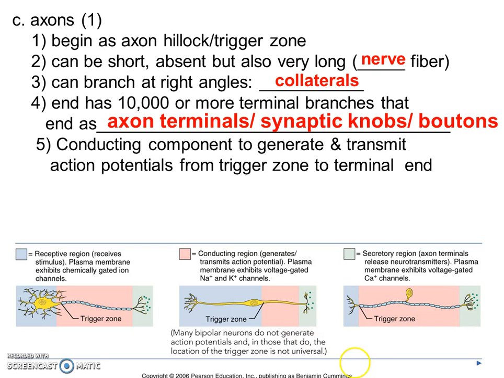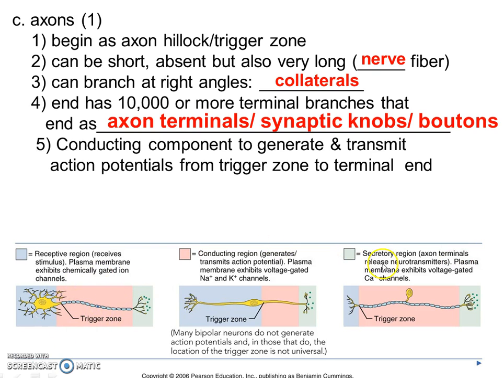The axon is actually the conducting component, and the axon terminal is going to be the secretory component. When you have enough voltage to fire the impulse down the axon, this is the conducting zone, that conducts the impulse down the axon. And then this last region, because the impulse is here, neurotransmitters will be released or secreted. So this is the secretory region. So the note says conducting component to generate and transmit action potentials from the trigger zone to the terminal end.